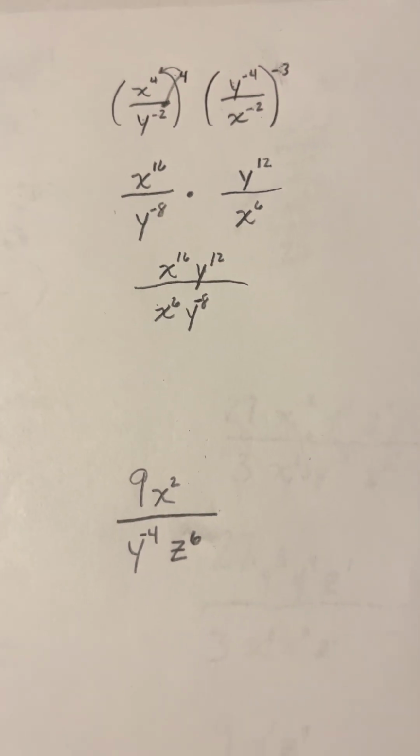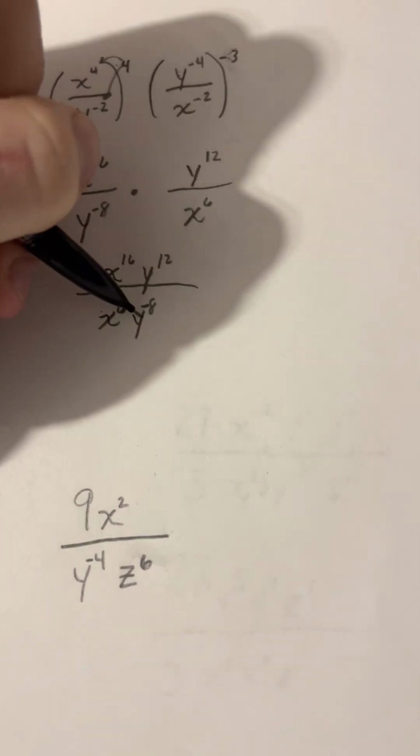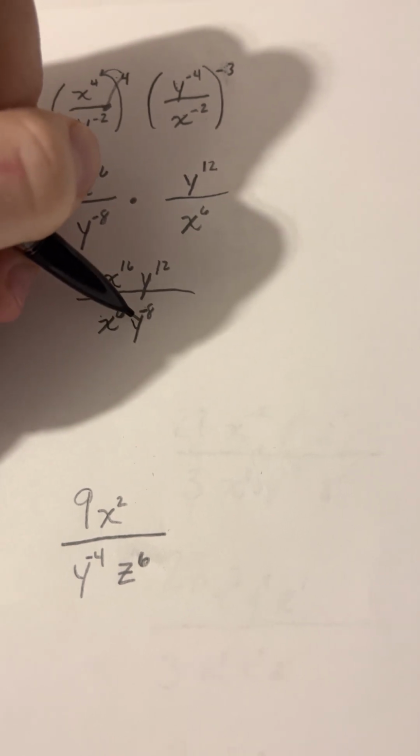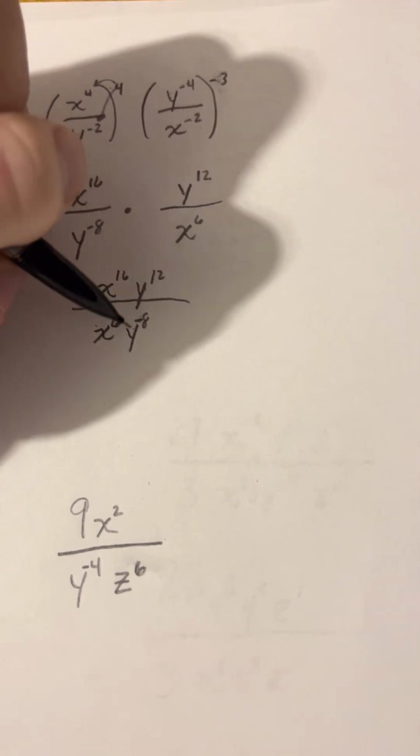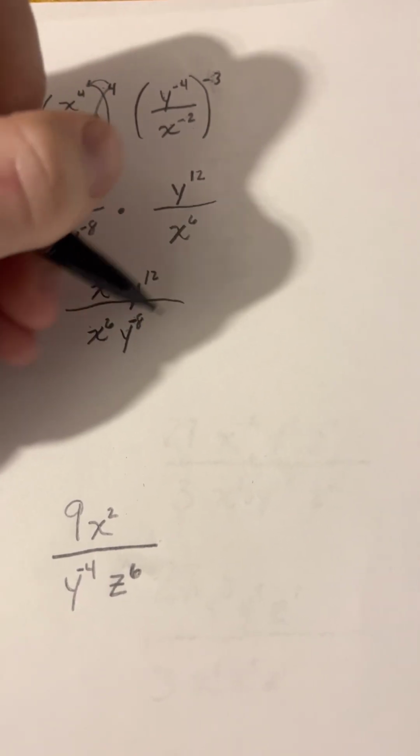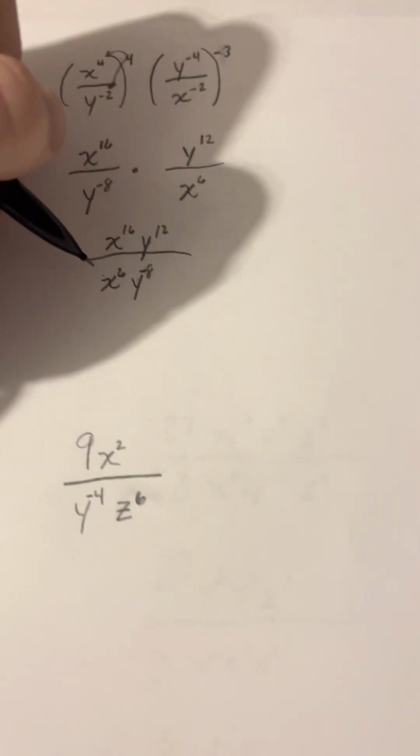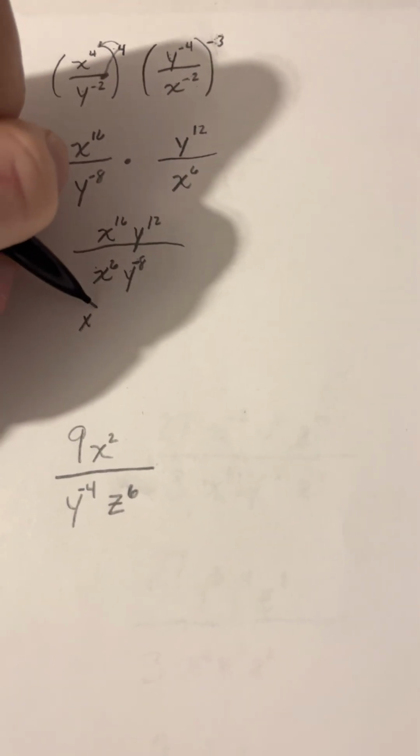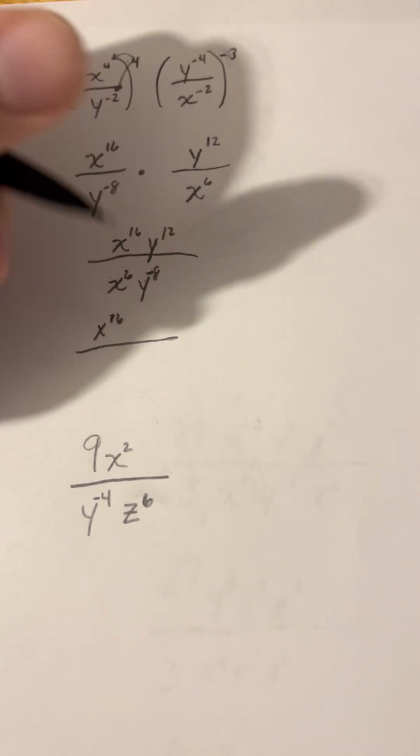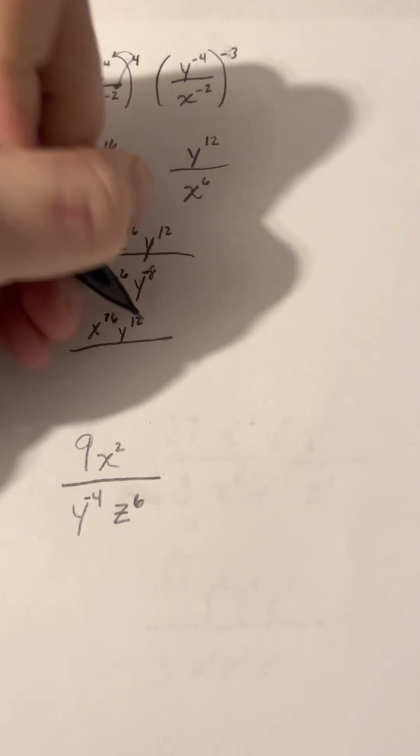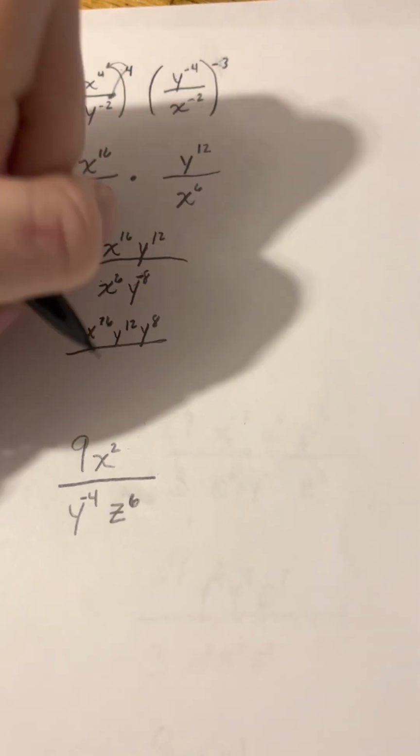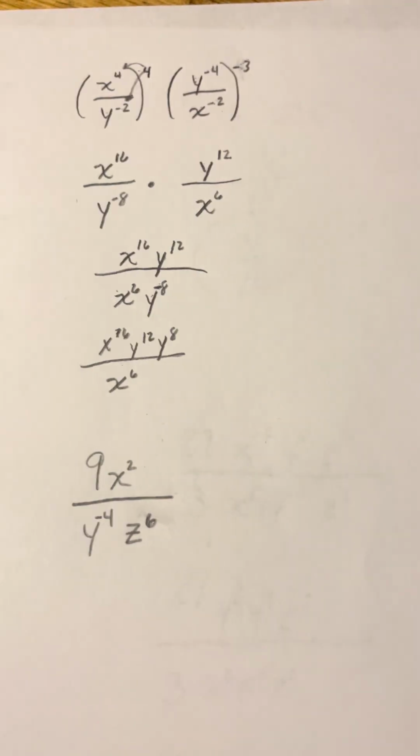Okay, so the last thing we need to do is make sure we make this positive. The way we do that, like we've said before, anytime you have a negative exponent, just move it to the other side. So since this is on the bottom, we'll move it to the top and make it positive. So then we're left with x to the 16th, y to the 12th, y to the 8th, and x to the 6th.